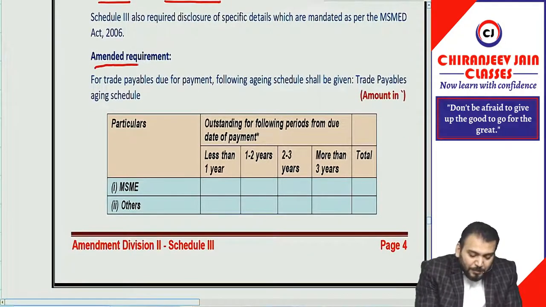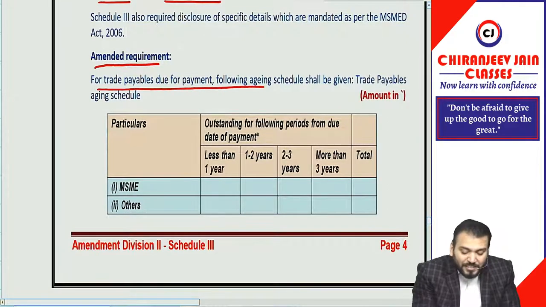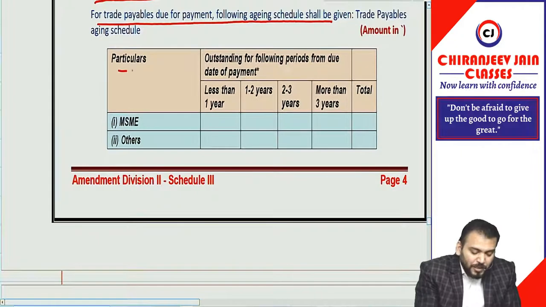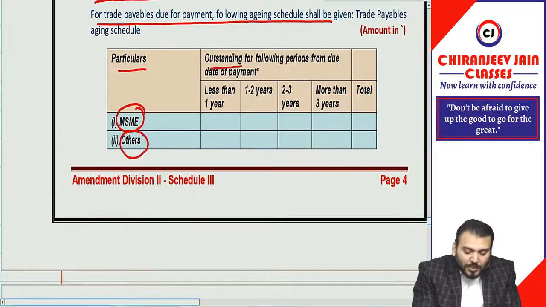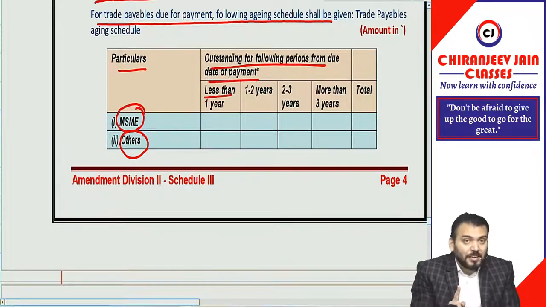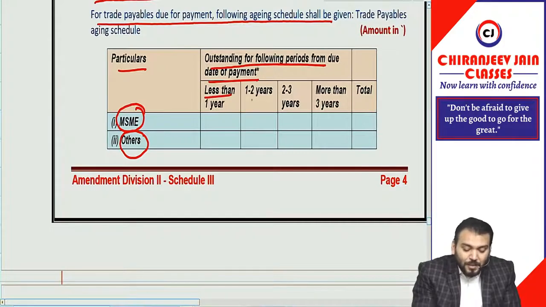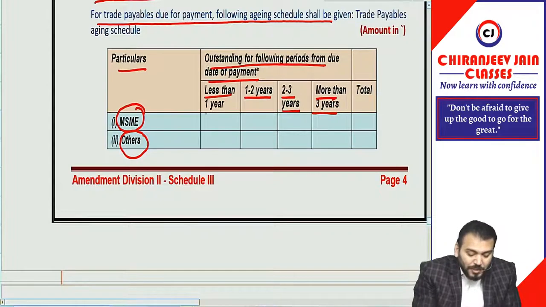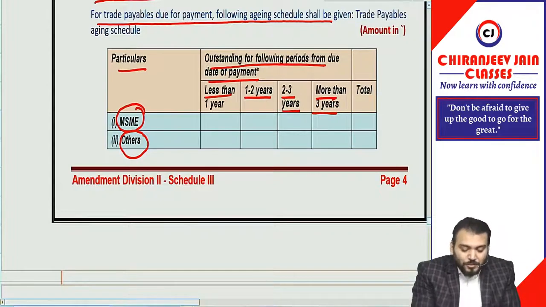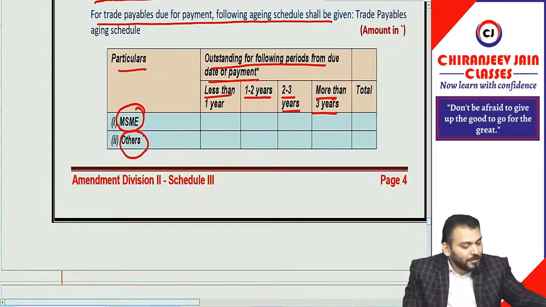Now, as per the amended requirement, for trade payable due for payment, the following ageing schedule shall be given. You can see the particulars: amount due to MSME, amount due to others, outstanding for the following periods from the due date of payment. Less than 1 year, where 6 months is not the criterion, then 1 year to 2 years, 2 years to 3 years, more than 3 years, and total. Got it? Have you understood?